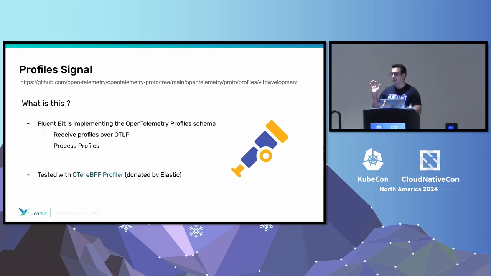It's just in the development phase. However, in Fluent Bit, we're already experimenting with this. So we are able to receive profiles over OTLP and process those profiles. And the way to test it is, I don't know if you noticed, but Elastic donated to OpenTelemetry what we call an eBPF profiler, which is a tool that runs on a Linux system, generates profiles, and speaks OTLP with these profiles to a Fluent Bit collector. And we have implemented that.